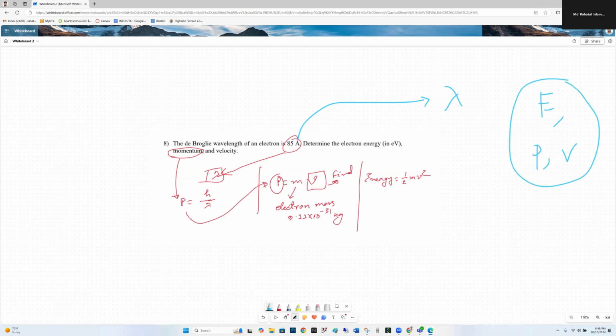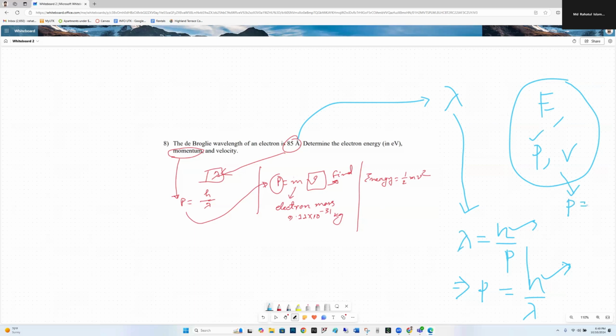So this is the de Broglie wavelength. So we can apply the de Broglie formula. So what is the de Broglie formula? It's lambda equal to h divided by p. And here h is a constant, and from this you can easily calculate p equal to h divided by lambda. H is Planck's constant, and lambda is already given, 85 angstrom. Then we have got our p, and then from p we can calculate the v, because there is a relation between p and v, which is p equal to mv.